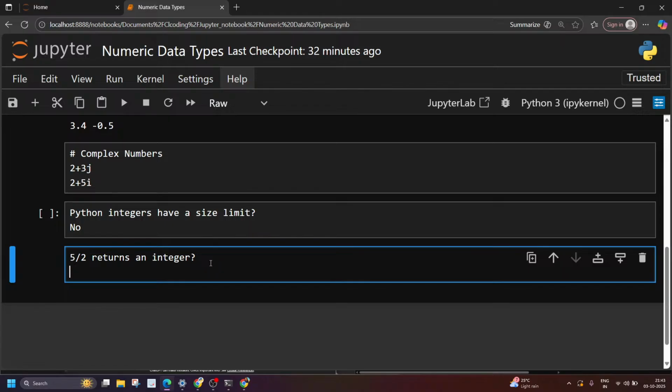Okay, so some of you are answering yes. Let's see its output. The correct answer is no, because in Python 3 the division operator always returns a float even if the result is whole. Yes, the correct answer is no.